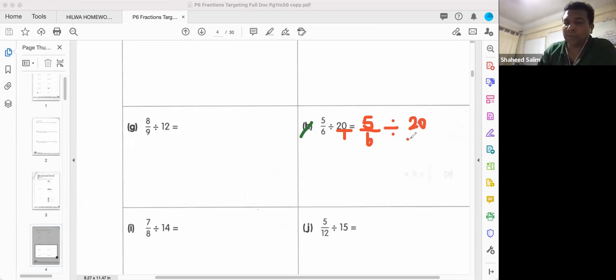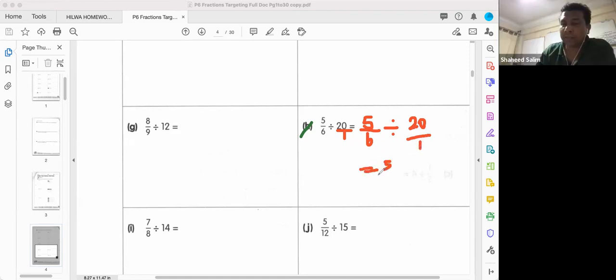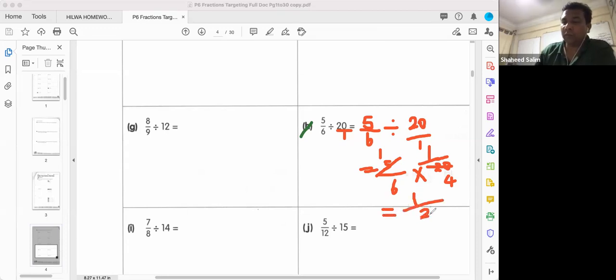20/1. Now next, 5/6 times, now we put times 1/20. Oh, 5 can divide by 5. 20 can divide by 5, get 4. 1 times 1 is 1, 6 times 4 is 24. So 1/24.